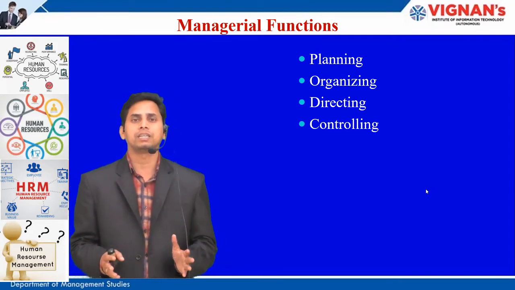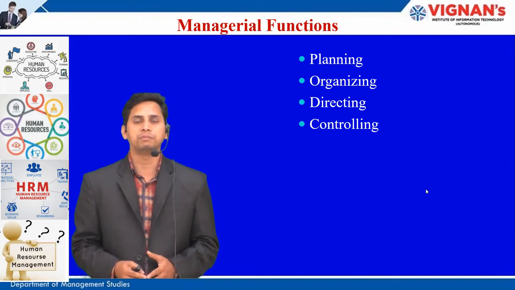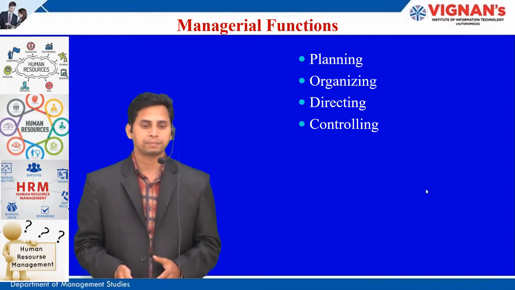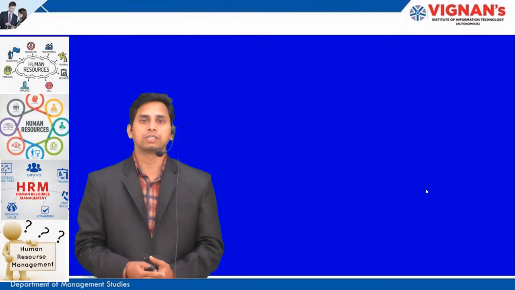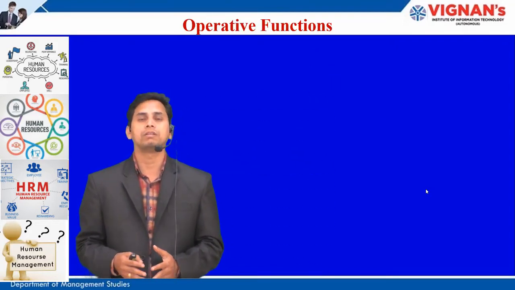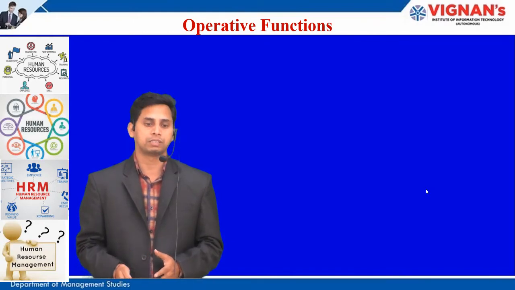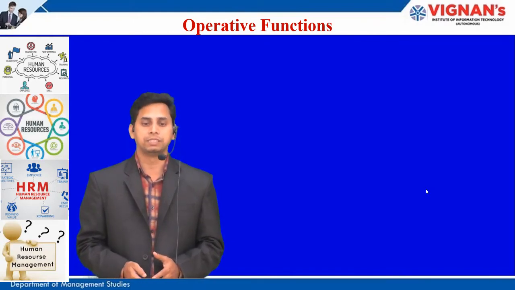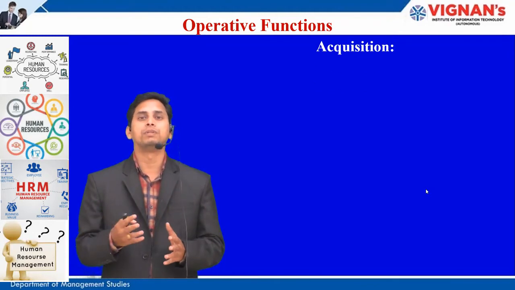So these are all the set of managerial functions that are being performed by the human resource manager. Now let us see the operative functions. Along with the managerial function, the human resource manager also performs various operative functions. So these are acquisition. Acquisition is something like acquiring the people to the organization.